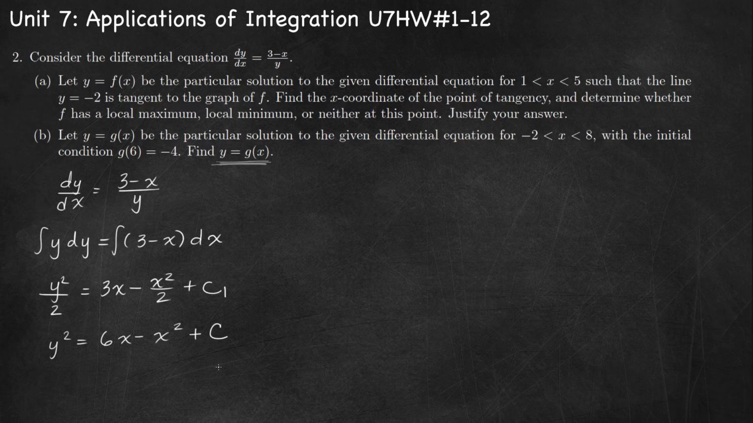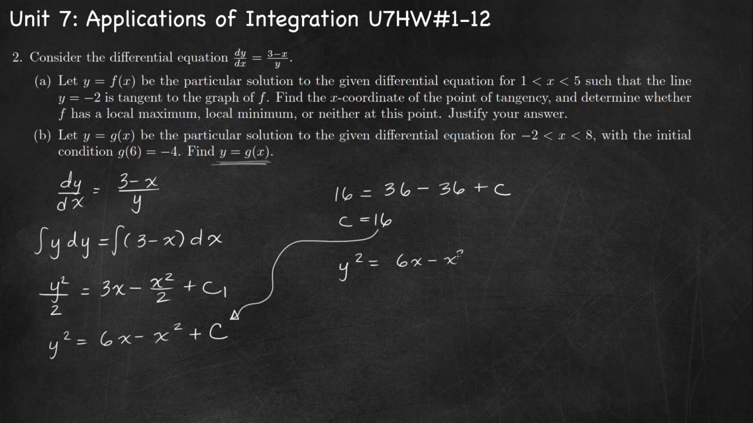Now I'm going to solve for my constant here. So I have my initial condition, g of 6 equals -4. So -4 squared, I'll just come over here. -4 squared is 16 equals 6 times 6 minus 6 squared plus c. So I get c equals 16. And then I'm going to substitute that back in to my general solution. So I get y squared equals 6x minus x squared plus 16.